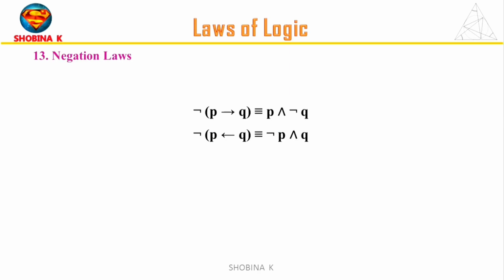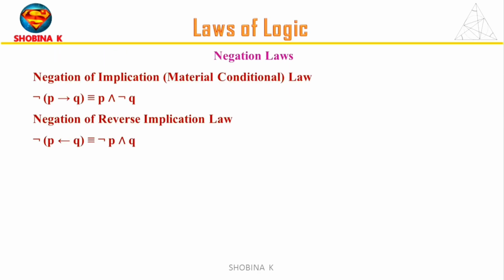Next, negation laws. There are two negation laws. Negation of implication law or material conditional law and negation of reverse implication law. Not (P implies Q) is defined as P and not Q. This law states that the negation of an implication P implies Q is equivalent to the conjunction of P and negation of Q. In other words, not if P then Q is equivalent to P and not Q.